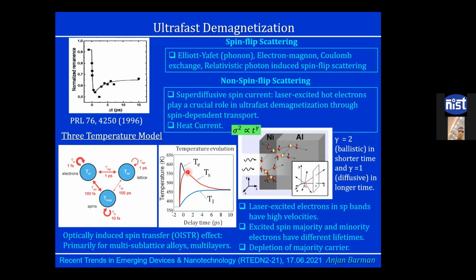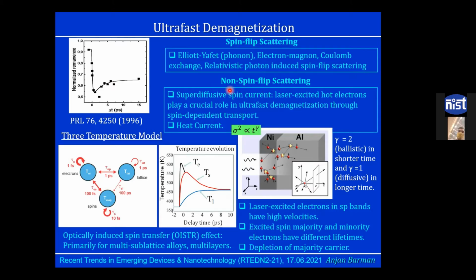But before that, you can call it a non-thermal effect because the physical heating didn't take place by that time. Then there has been a lot of debate about the explanation, and two different classes of explanation came up. One is called spin flip scattering, the Elliott-Yafet-like or phonon-mediated spin flip scattering, or magnon, Coulomb exchange, relativistic phonon-mediated, and a lot of interesting physics came up.